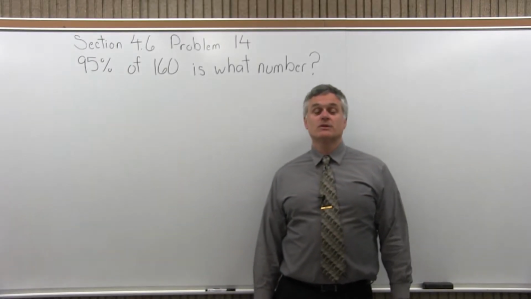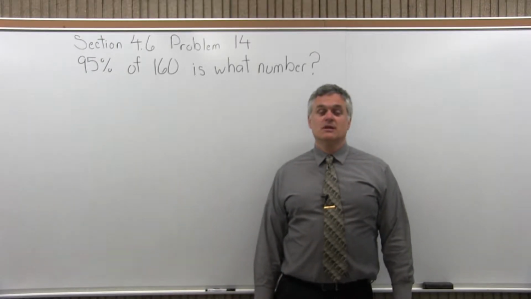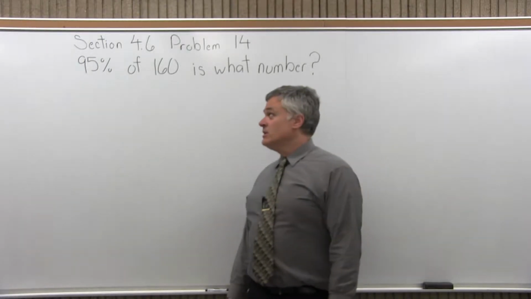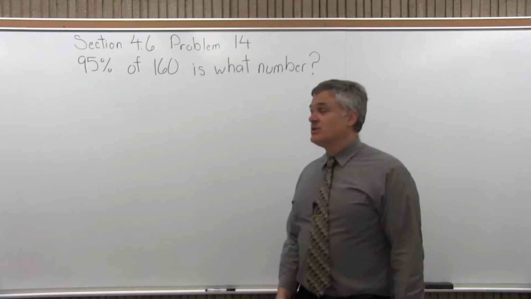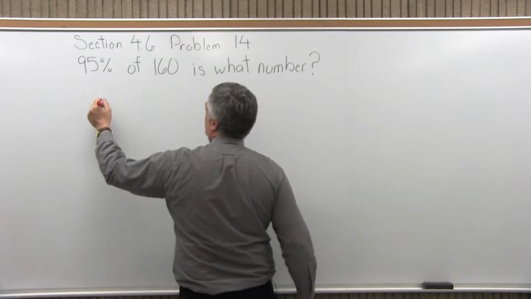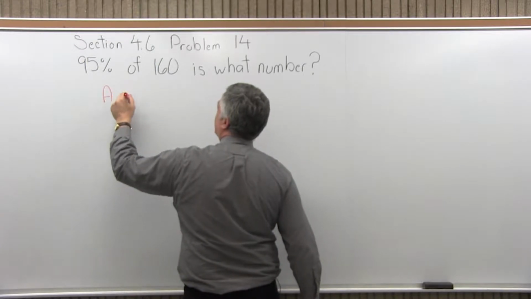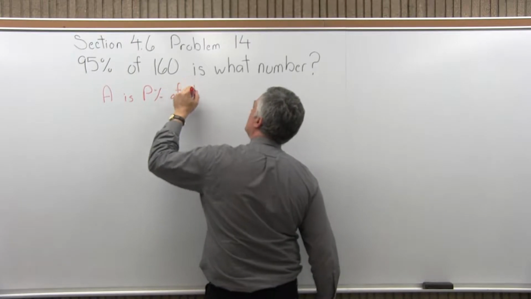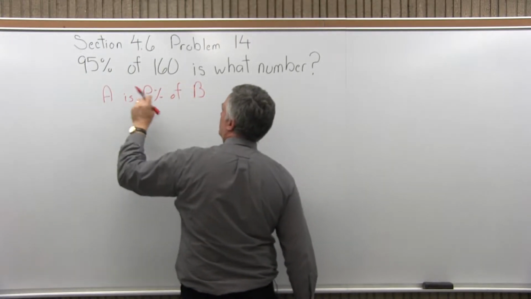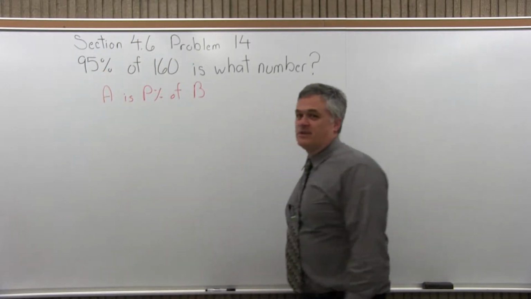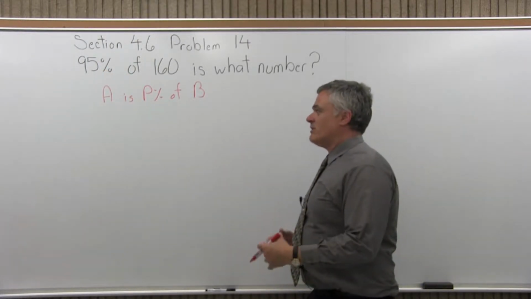This is Section 4.6, Problem 14. It says 95% of 160 is what number? So we want to solve this as a proportion, but to use my process for proportion, we have to rearrange this. The question has to be in the form A is P% of B, and that's really not what we have. We want the percent of in the middle. The question starts with percent of in the beginning. So I have to rearrange it.